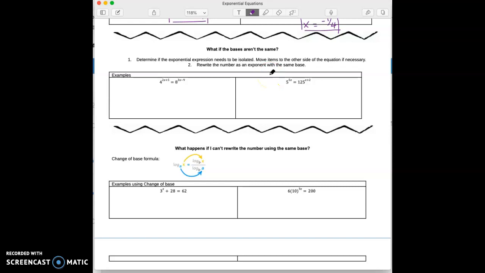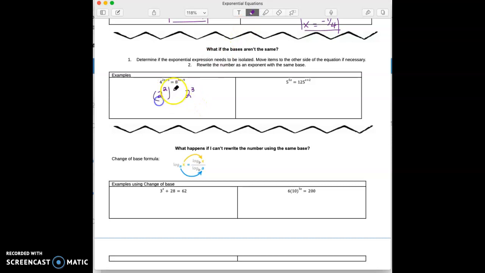So we're taking a number and rewriting it as an exponent using the same base. And again, this is one that you just kind of have to start to see more over time. So I have 4 to the power of 2x plus 5, 8 to the power of 3x plus 9. Well, they're not explicitly the same base, but I can rewrite 4 as 2 squared, and I can rewrite 8 as 2 to the third, because those are equivalent.